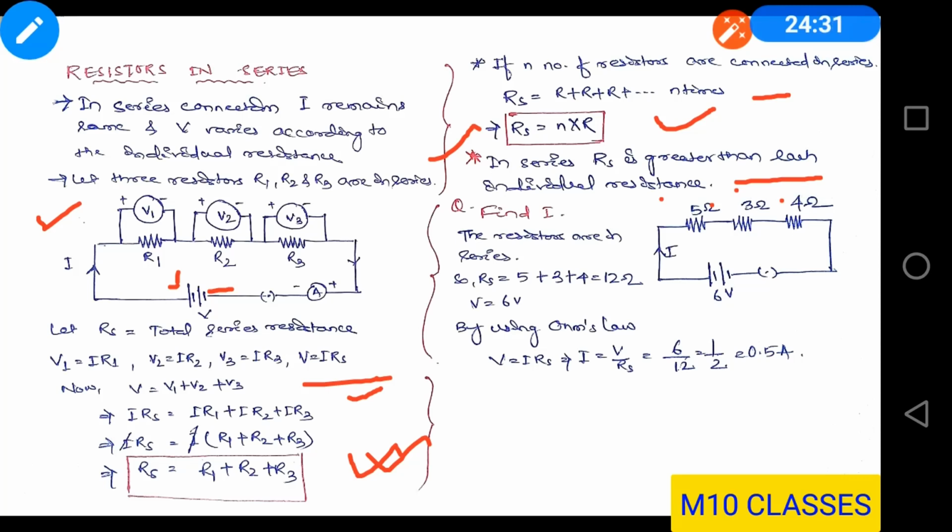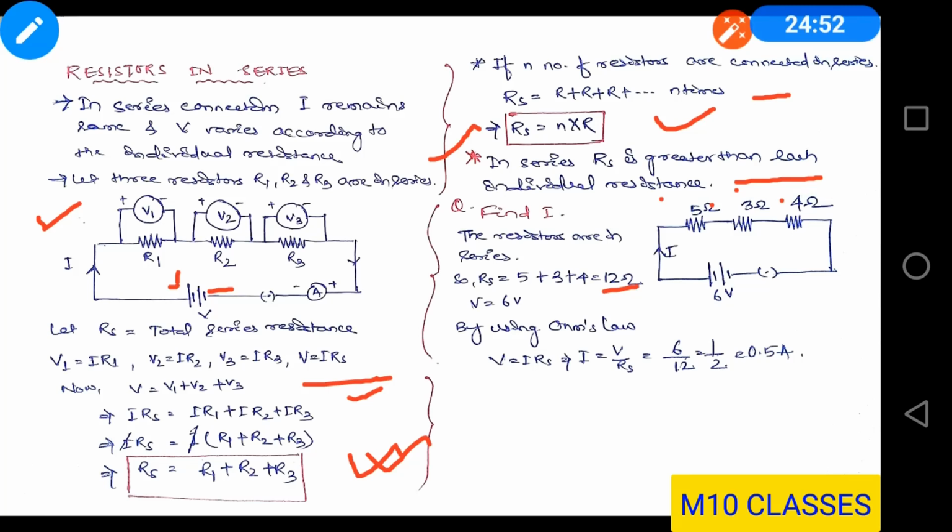So first of all, find the total resistance. It will simply be the sum of 5, 3 and 4. That will give you 12 ohm. Now you can see here this 12 ohm is greater than 5 ohm, 3 ohm as well as 4 ohm. So the total equivalent resistance in series is greater than each individual resistance.